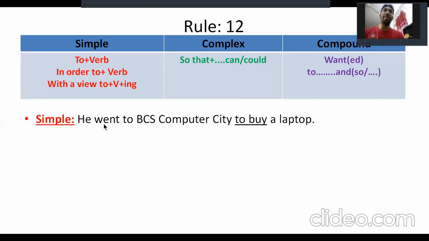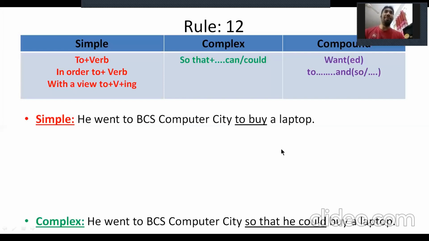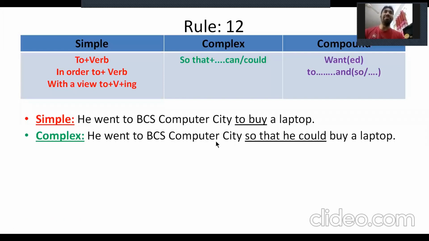So the complex reads, he went to business computer city so that he could buy a laptop. To make the sentence compound, you can use and. So the compound would read like this: he went to business computer city and could buy a laptop. That would be the compound one.